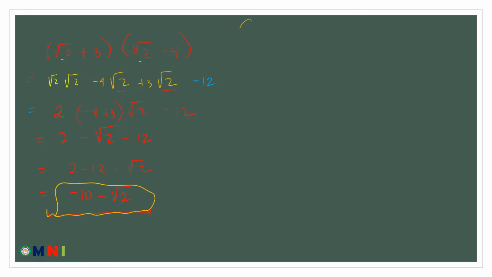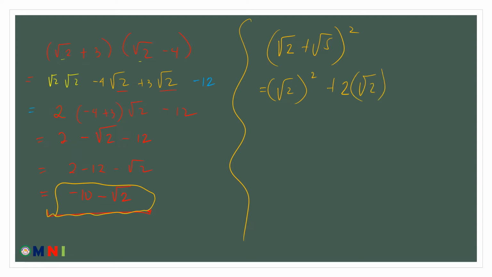That's also applicable, for example, if you are going to get the square of the binomial, like square root of 2 plus square root of 5, squared. Still we're going to apply the FOIL method, or you can also apply the rule of squaring binomials, which is you square the first term, then plus twice the product of the first and the second term, and of course you square the last term. That's the shortcut of squaring the binomial.